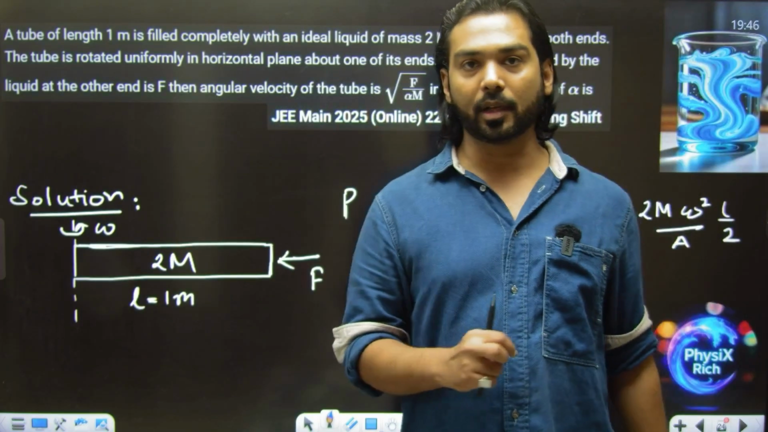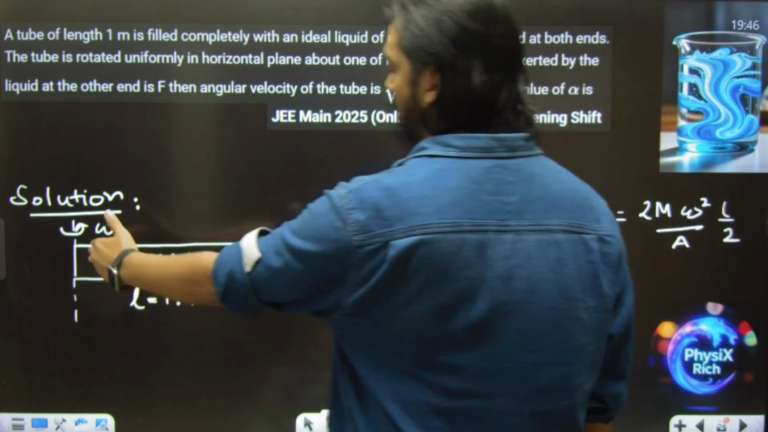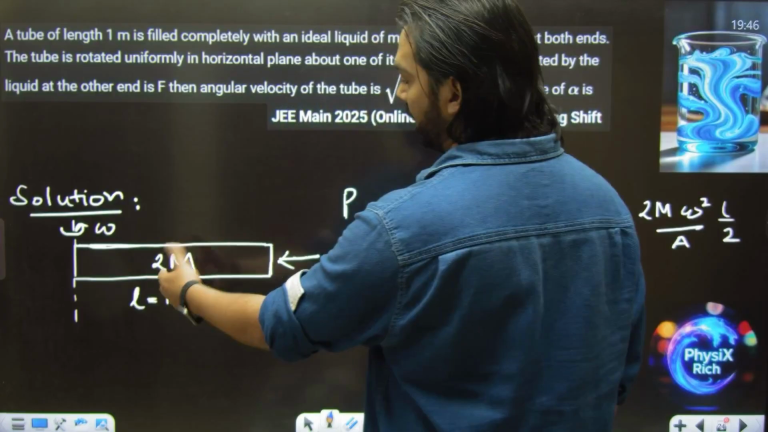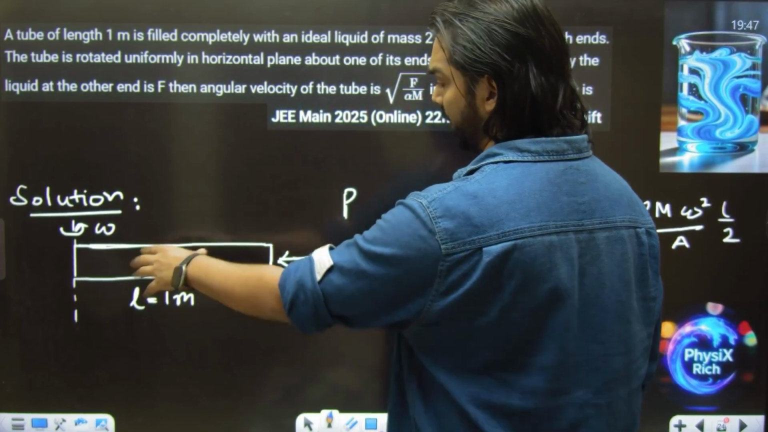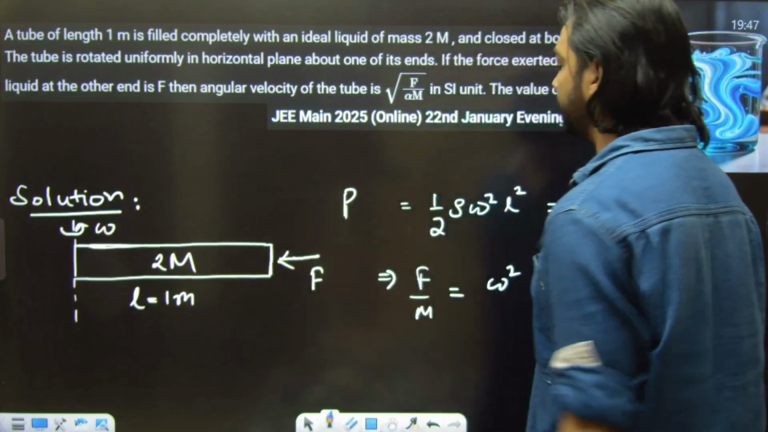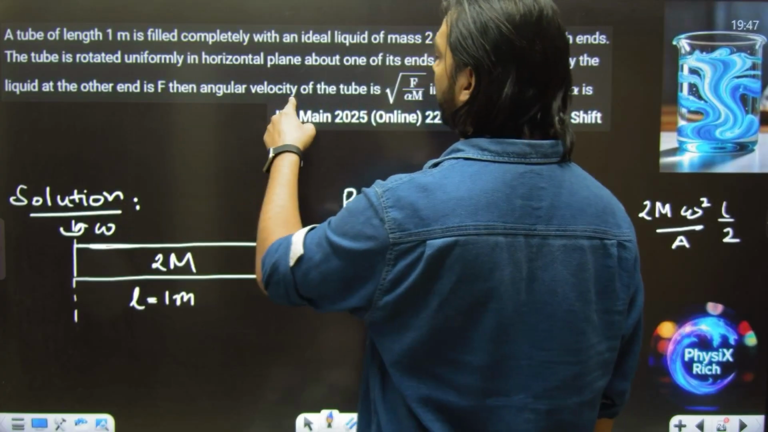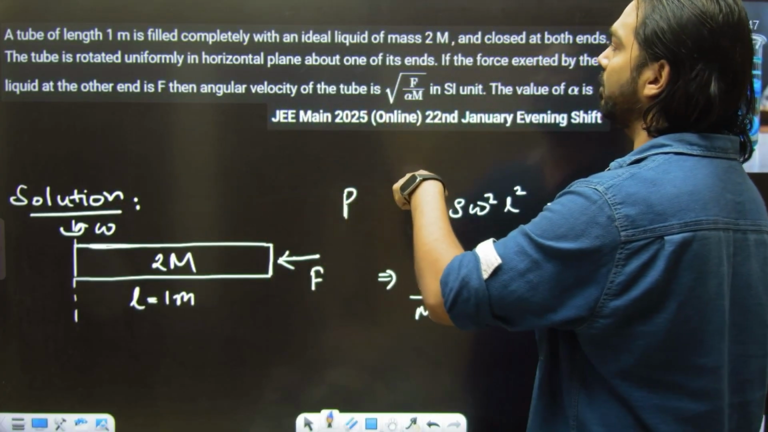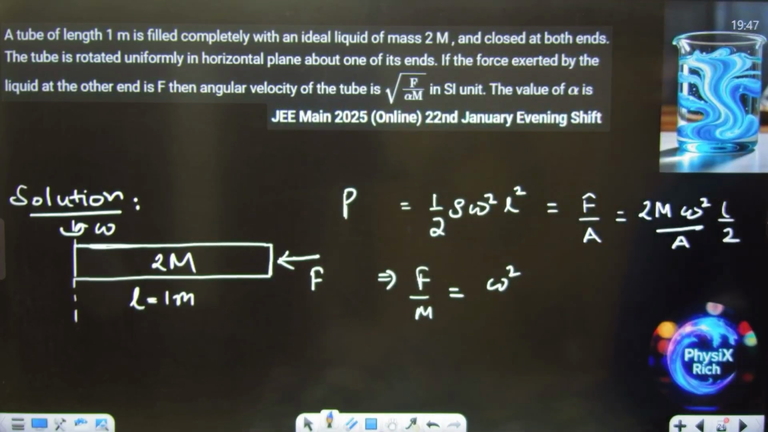Let's try to do this quite easy question that came in JEE 2025 Mains in the January shift. So what is happening here? There is this rod, and there's a fluid inside of it which has mass 2m, and it's going around in a circle with omega. And he's saying that the angular velocity is square root of F upon alpha m, where the length is 1 meter.